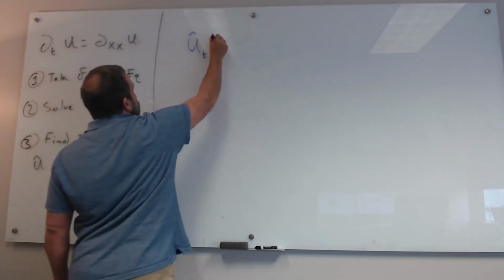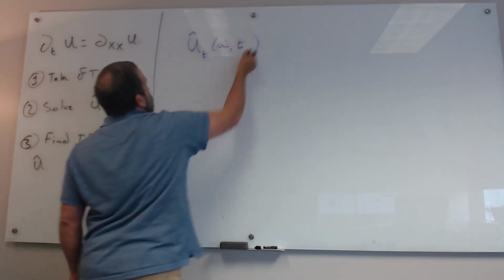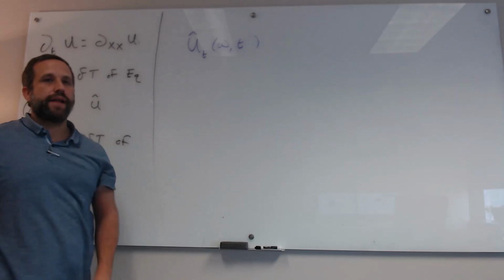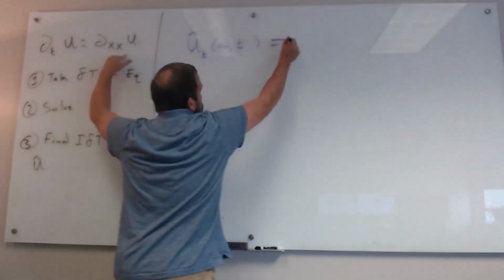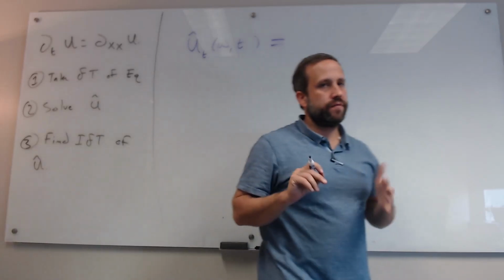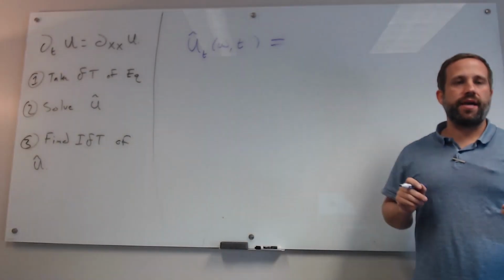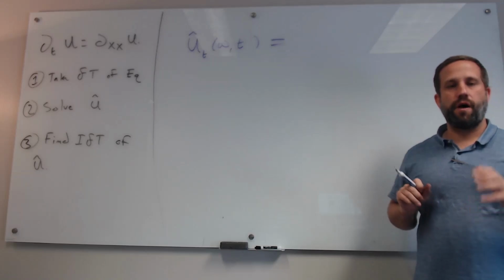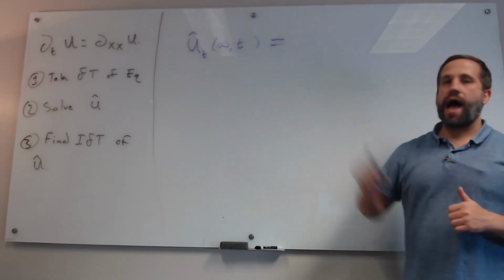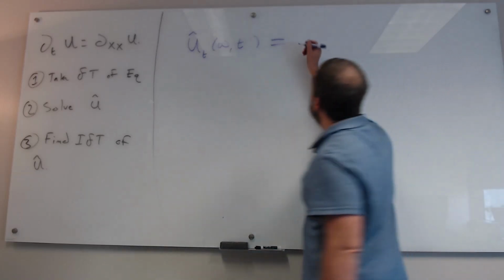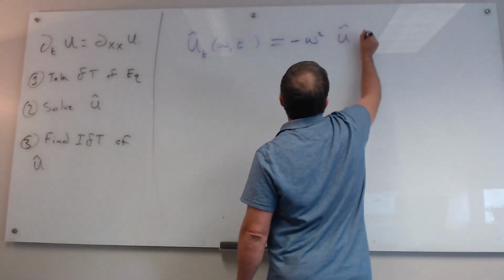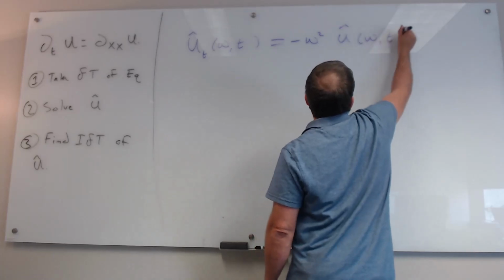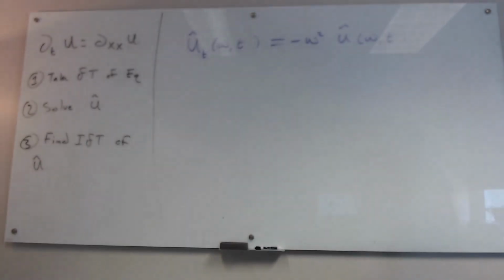So the Fourier transform of the left-hand side is going to be the t derivative. I'm going to use a subscript notation: we take the Fourier transform, then we take the t derivative. And on the right-hand side, remember the Fourier transform of the x derivative is i omega times the Fourier transform of u. So it's going to be i omega times i omega, that's minus omega squared times the Fourier transform. And I'm pretty sure this was an example we did in one of the previous videos.